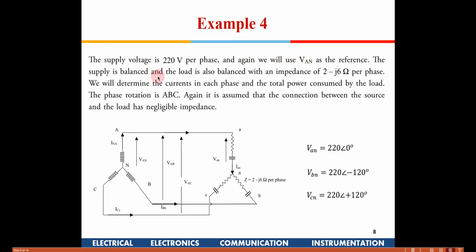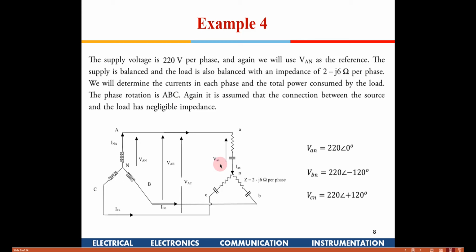Okay, the supply is balanced and the load is also balanced with an impedance of 2 minus 6j. The minus 6j means obviously there is a capacitor, along with a resistance. We will determine the currents in each phase and the total power. Now we are going to compute the power also.